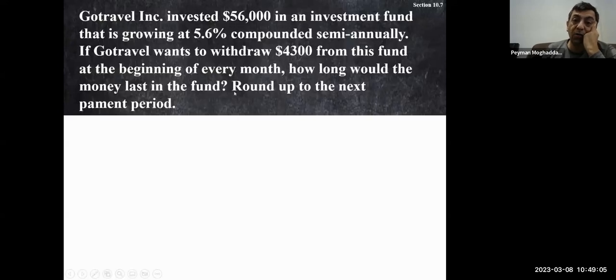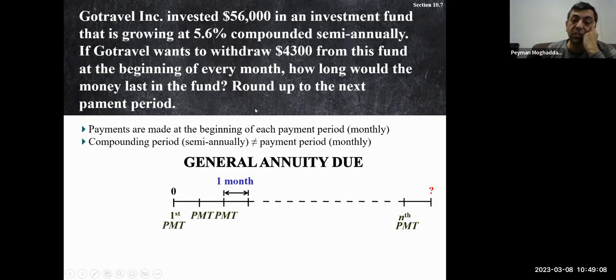Since it's general, we need to find I2 first. So since it's general, I2, guys, I2. Find I2, then you can use the equations. I2, and then use the equation for finding N for a general due annuity.